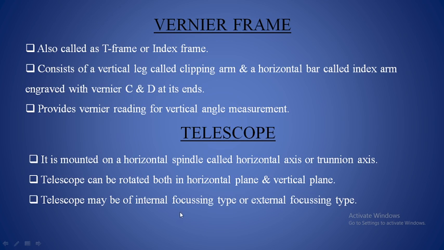In the internal focusing type, if you are going to zoom or focus, the diaphragm inside the telescope is going to move, and you cannot see the movement of the object glass or eyepiece. But in the external focusing type, when you rotate or focus, the object glass will be moved outside and inside, and it is telescopic type, just like a radio antenna.